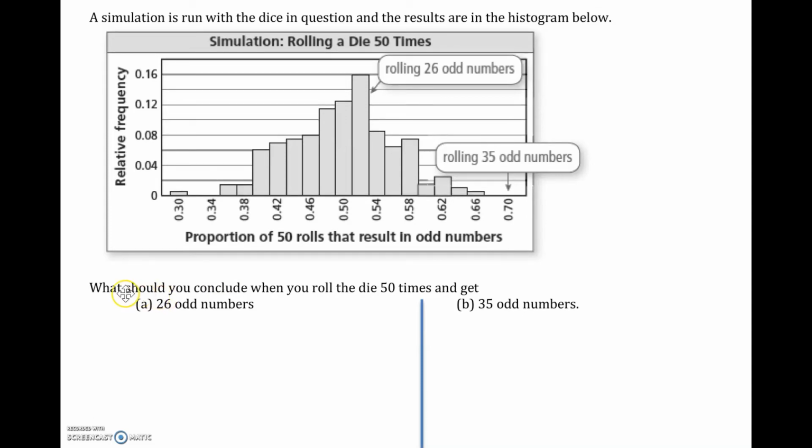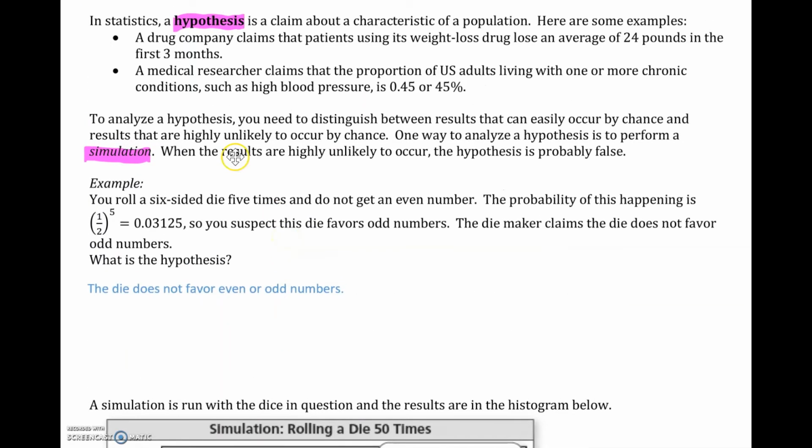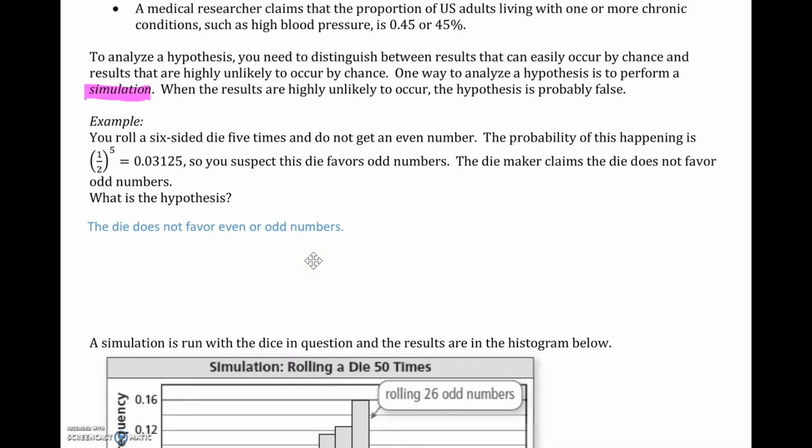So if we look below, we want to talk about what conclusions we can make when we roll that die 50 times and we get two different situations. Let's say we get 26 odd numbers. How do we conclude if that claim is most likely true or false? Well, remember, if I scroll back up, it's likely true if the results can easily occur by chance. On the flip side, it's most likely going to be false if the probability of the result happening is unlikely to occur by chance.